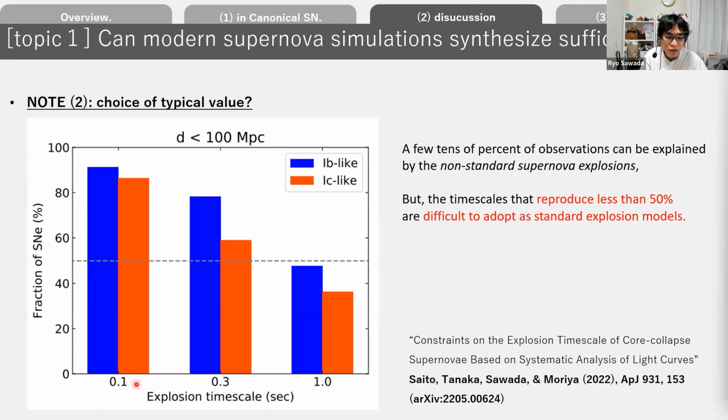If we assume the time scale of 0.1 seconds, we can explain most of the supernovae, but when we assume a time scale of 1 second, we couldn't explain more than half of the supernovae. So from this study, we checked the observational uncertainty.